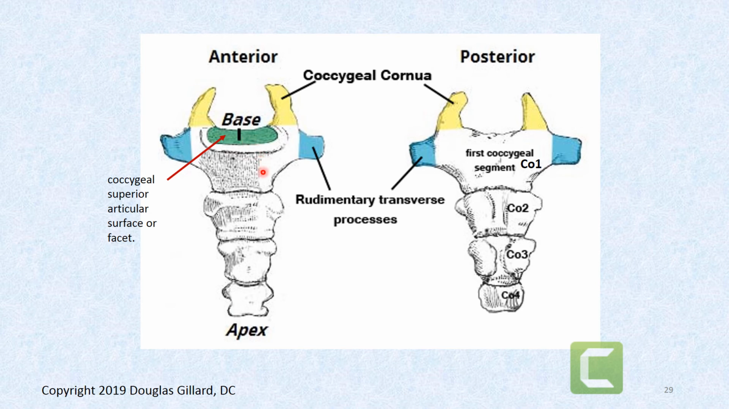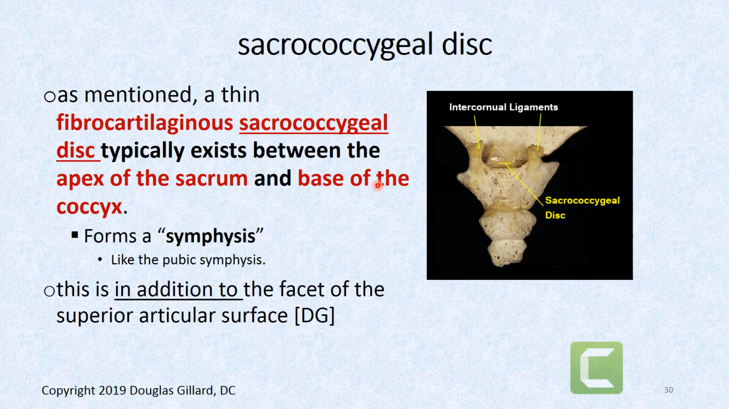And let's see. What else do we need to say? I think we covered all that pretty well. We already talked about the disc, actually. So there's a nice thick disc right here between the sacrum and CX1. That's a fibrocartilaginous sacrococcygeal disc, the sacrococcygeal disc. It forms a symphysis pubis type relation, so it forms a symphysis. You'll learn those in anatomy, the types of joints.